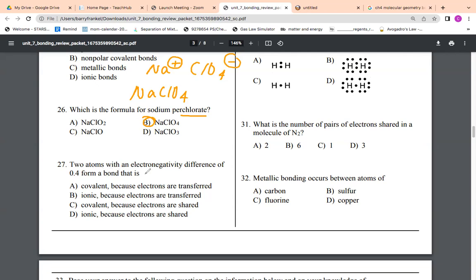All right, 27. Two atoms with an electronegativity difference of 0.4 form a bond. 0.4 to about 1.69 is the polar covalent range. So it's definitely not ionic, it's definitely covalent. 0 to 1.69 is nonpolar and polar, so that's all the covalent stuff. Covalent involves electrons that are being shared, so A does not make sense. If electrons are transferred, that's describing ionic. So we're going to go with choice C.